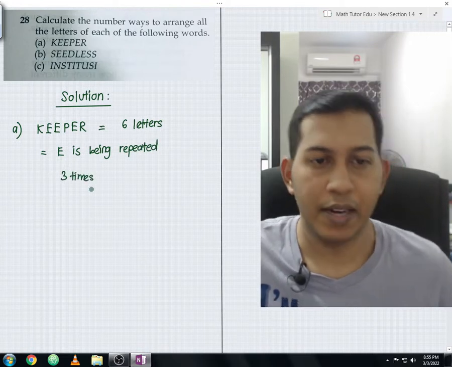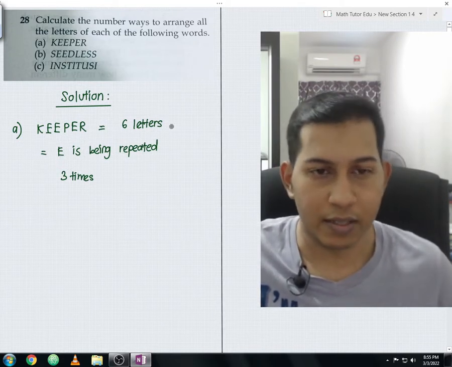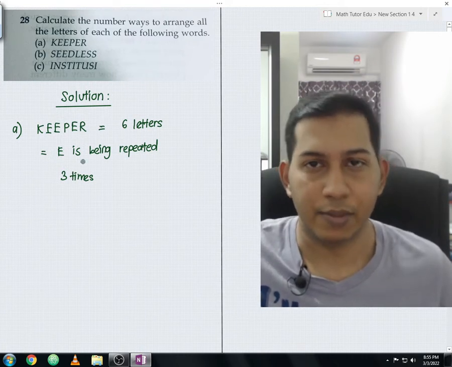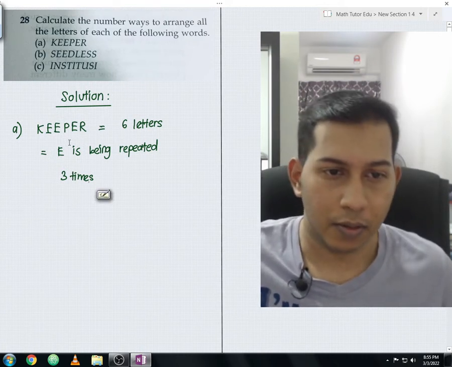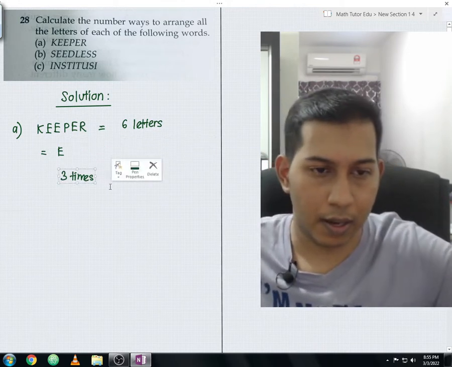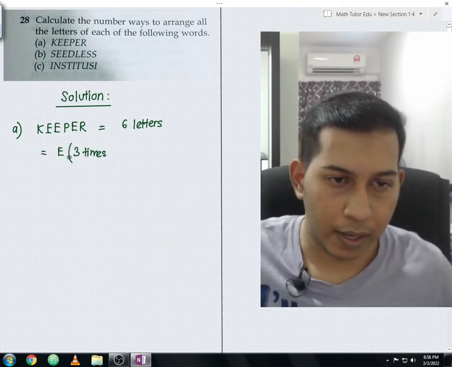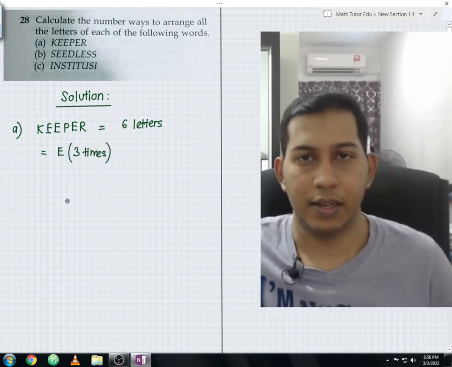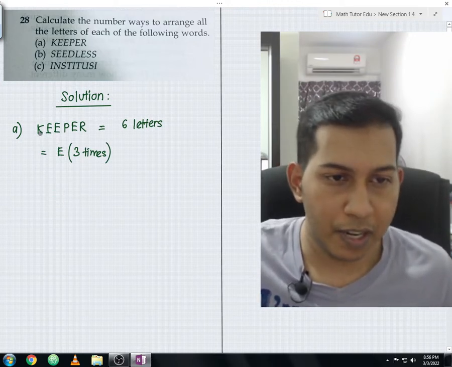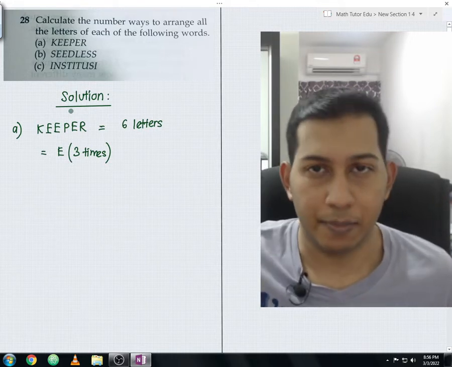By the way, I'm writing this for your understanding, but in the exam you don't need to write this long statement. You can just write in short form: E in a bracket, 3 times. It is understood that the letter E is being repeated 3 times. The remaining letters K, P and R are not repeated.